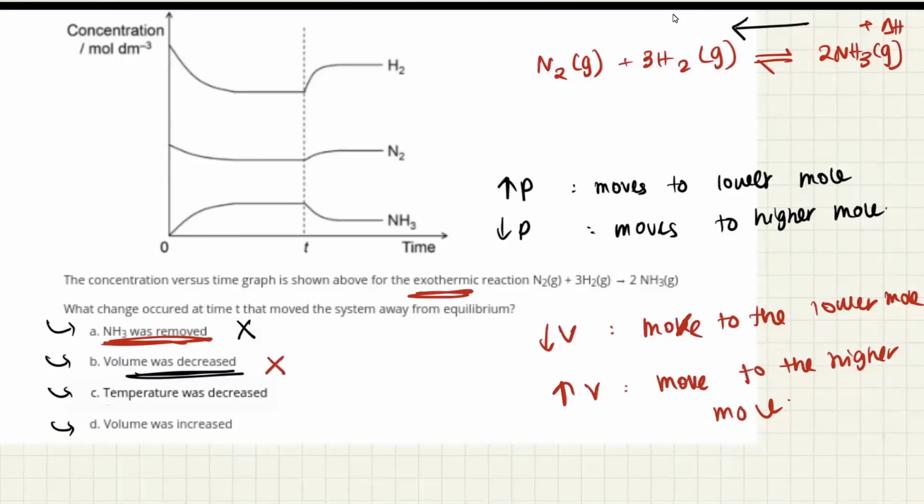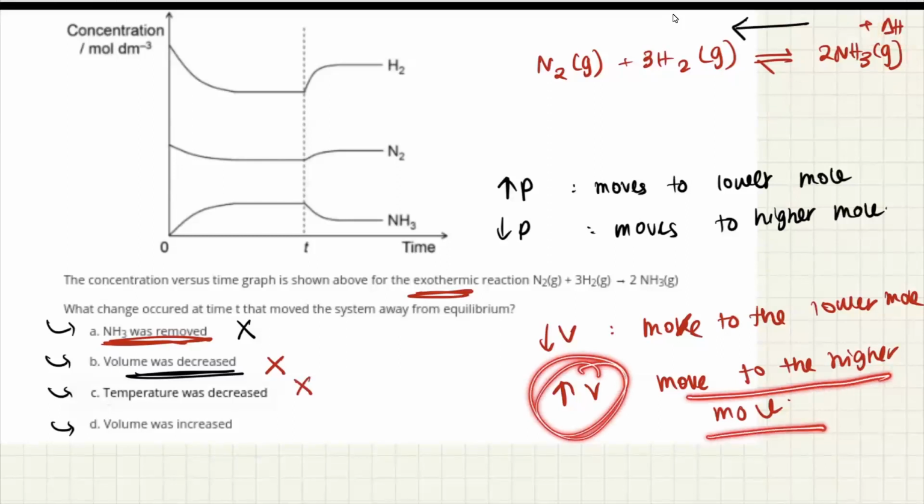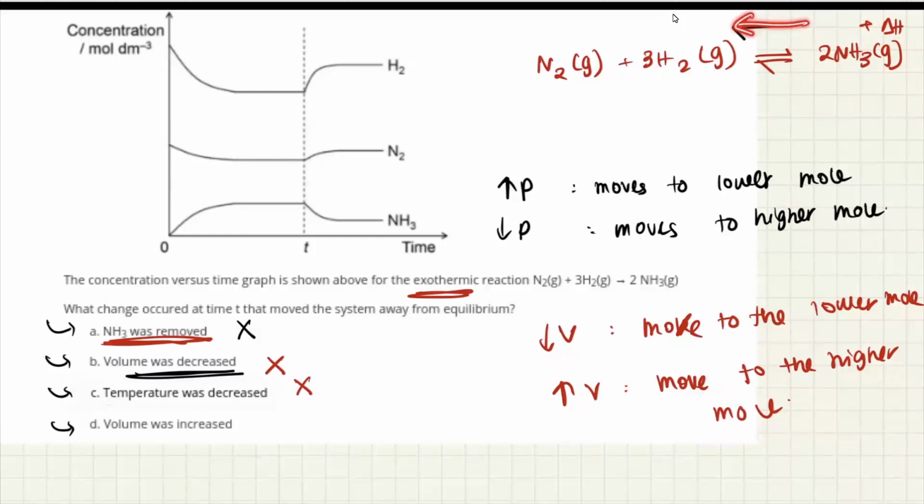And if we decrease our temperature, what's going to happen? If we decrease our temperature, we're decreasing the enthalpy, which is on the product side right now. If we decrease the delta H, it wants to increase it, so the reaction moves towards it, to the right. So that's not it. Now, if we increase the volume, it moves to the higher mole, and the reactant side, which is 1 plus 3, which is 4, is the higher mole, so it's going to move to that side. So the correct answer is D.